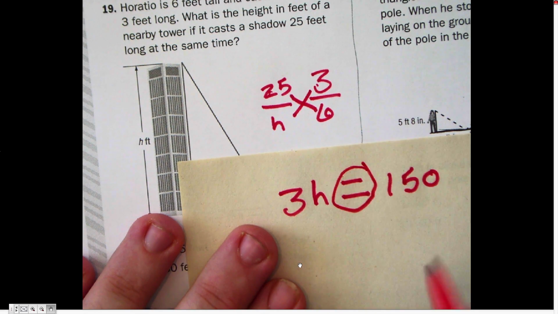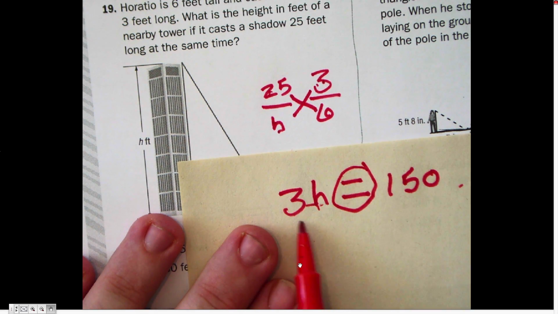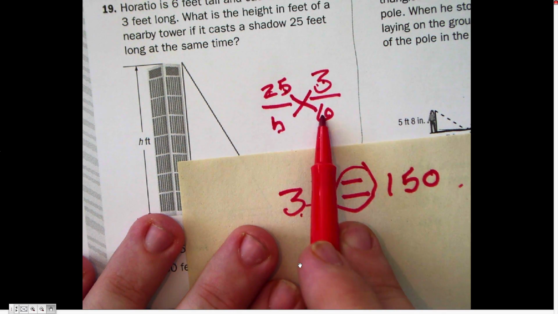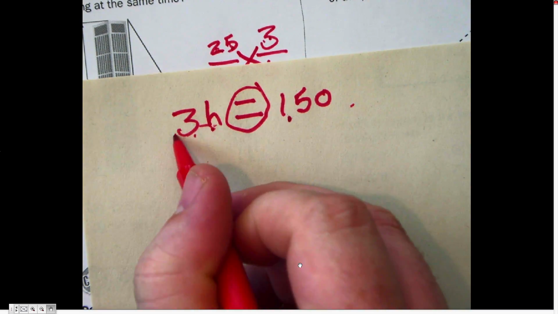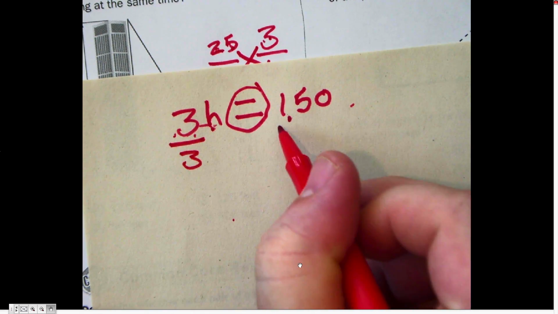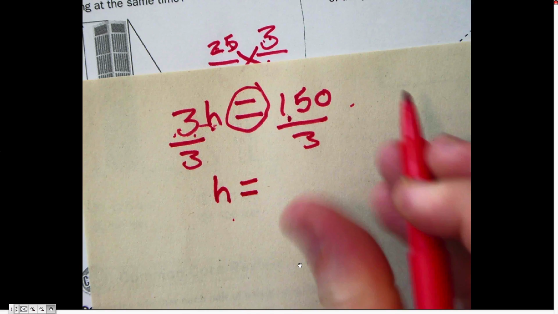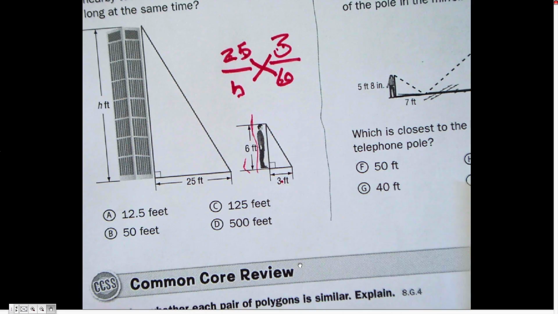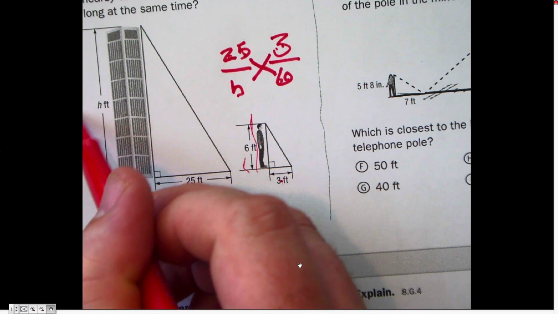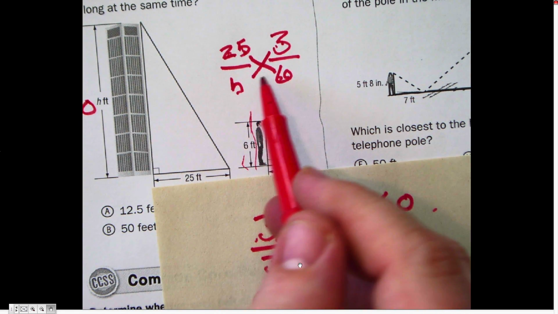So we see that we put the two separated by an equal sign. So multiply the 3 times the h and the 6 times the 25. Now we solve it just like algebra. So we would divide by 3, and we see that h is 50. So we know that the height of this building is 50.